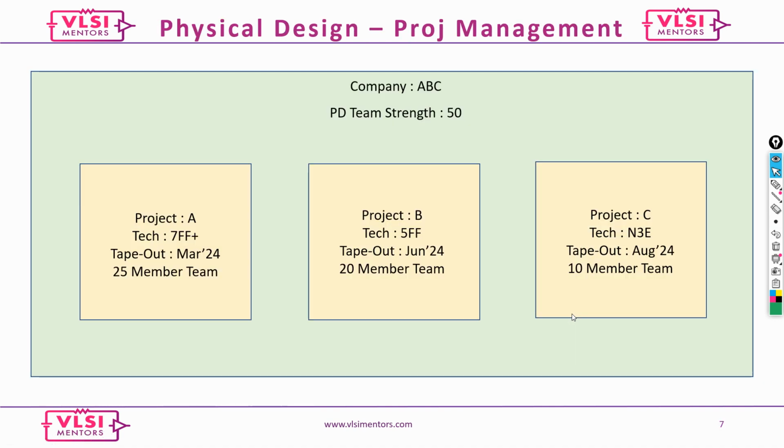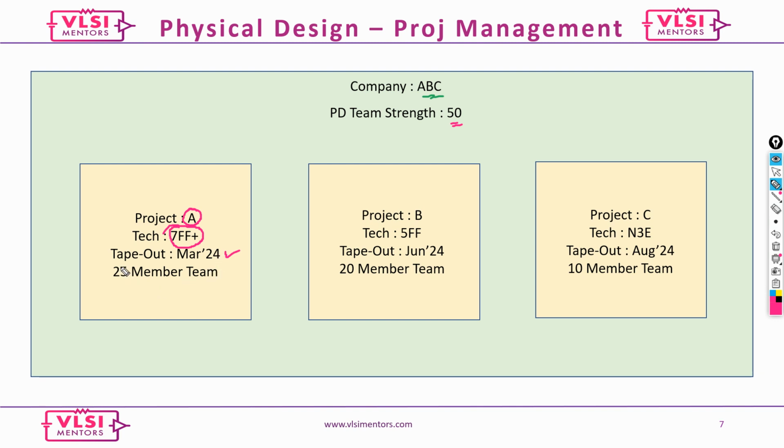Okay, all right. Now, assume you are working for a big giant company. I don't want to take any particular company, so assume the company name is ABC, and they have a team strength of say 50 people. But they are executing multiple projects. When I say multiple projects, there may be a team working on project A, which may be targeted on 7 nanometer, and planned to tape out in March 2024. So it is going to tape out in, say, next month.